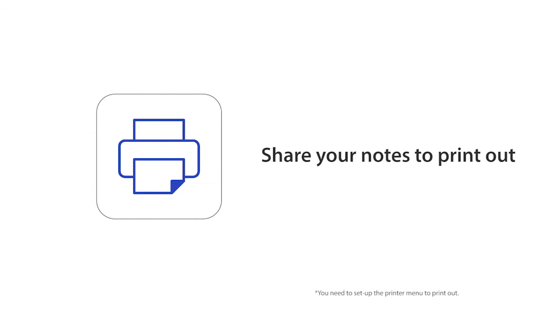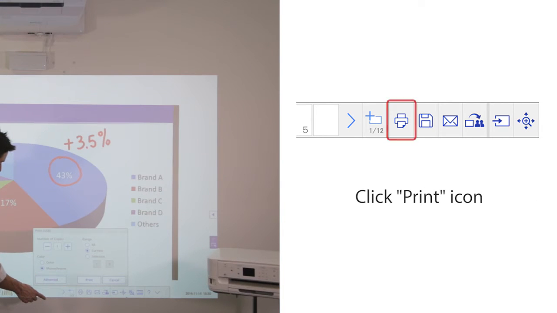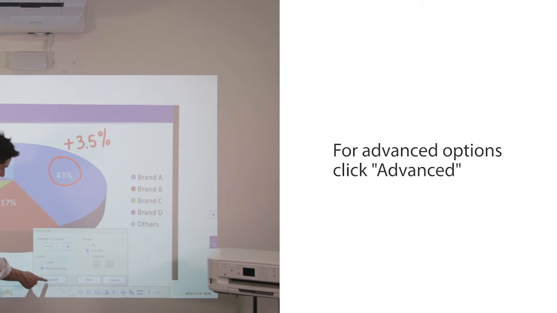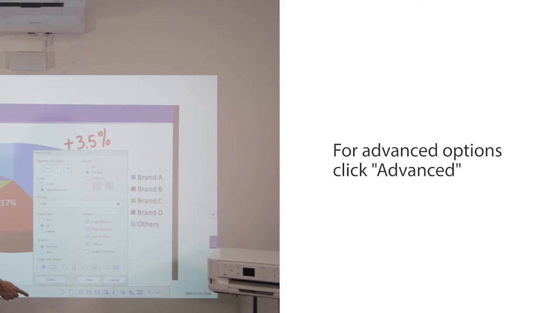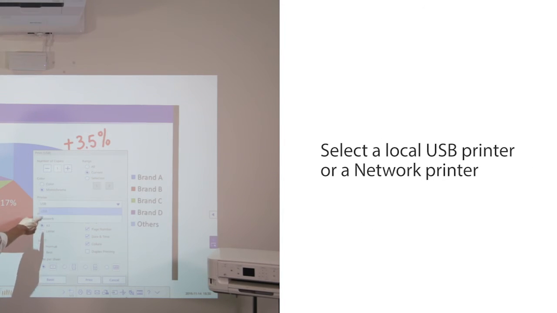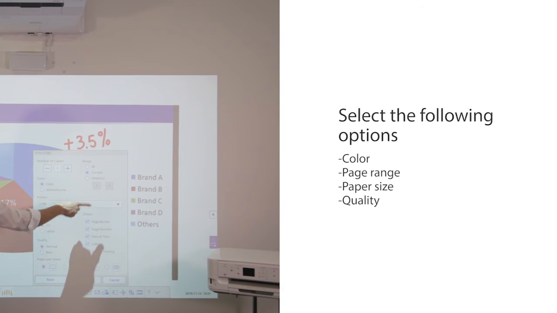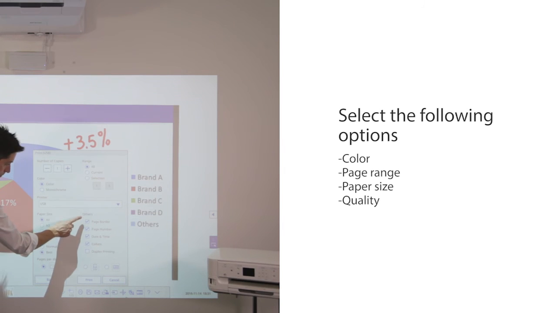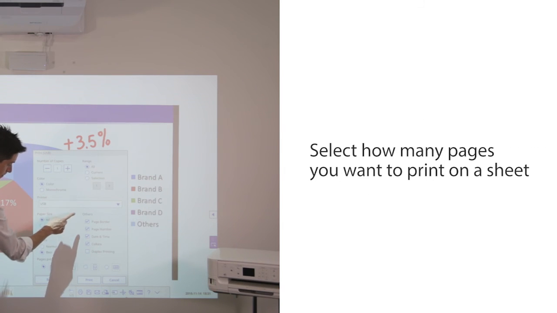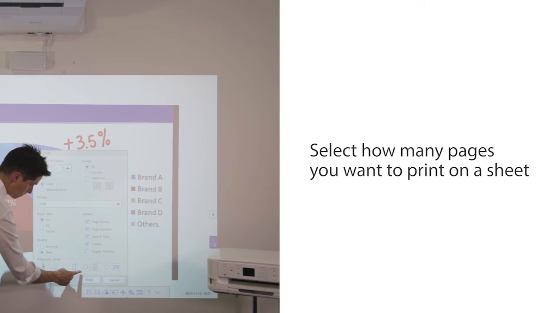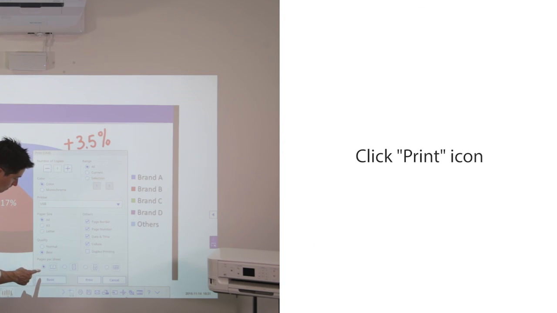Share your notes to print out. Click Print icon. For advanced options, click Advanced. Select a local USB printer or a network printer. Choose the printing options. Select how many pages you want to print on a sheet. Click Print to print your notes.